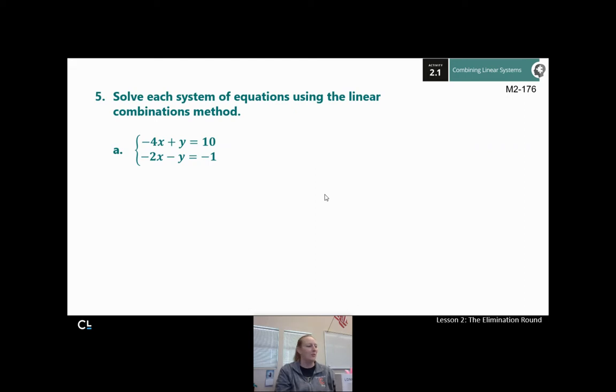So I would like you to use the linear combinations method to solve each of these. We've got several of them here. We're on page 176. I want to make sure I'm there in my book too, not just on my screen. So question number 5, you've got 2 of these, 5A and 5B. I can only fit one at a time on my screen, but I would like you to use that linear combinations method to solve both of these problems. Hit pause, work them out, and then hit play when you're ready to check your work.